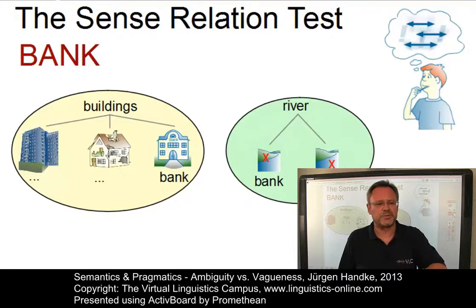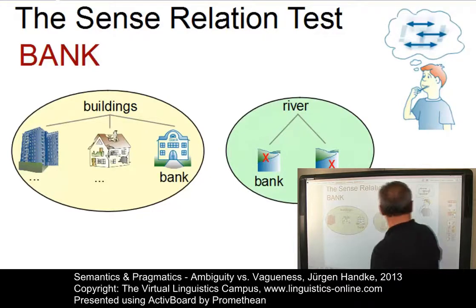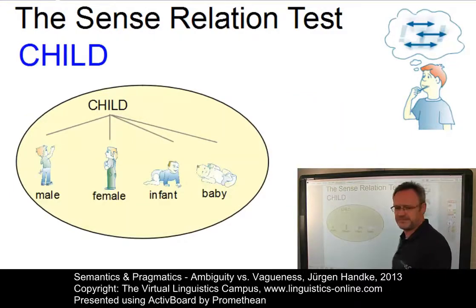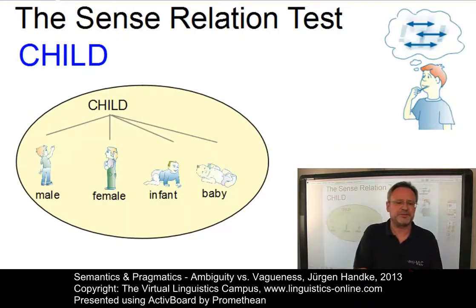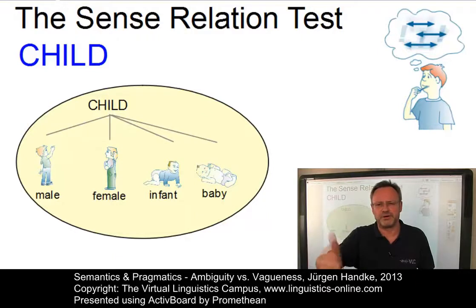This is different with child and its interpretations. So let's look at this next. Here the different interpretations of child, boy, girl, infant, baby, and so on, are all part of the same hyponymy network. So we have a case of vagueness. In this case, referential vagueness. All interpretations refer to a common hyperonym.